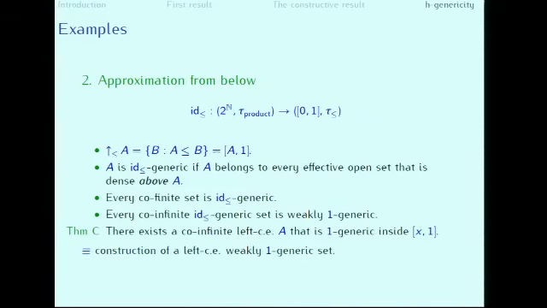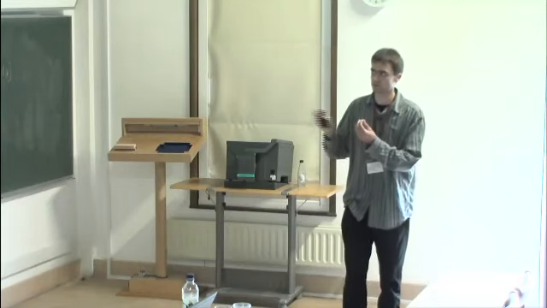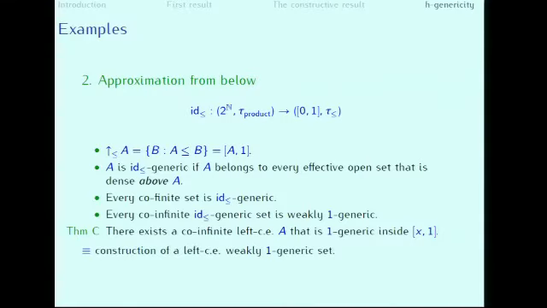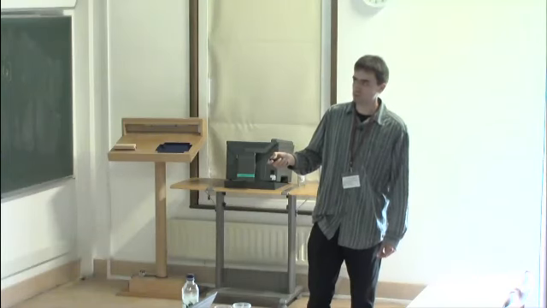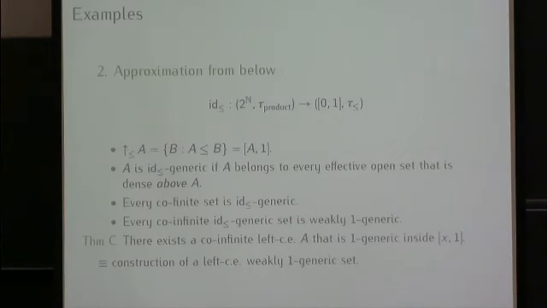We take this other example. Now the upper set of a real is the right semi-line, the set of reals that are above A, and being generic in this sense means that you belong to all the effective open sets that are dense above A. And actually, the construction of the theorem is exactly the construction of a Lefsi weakly one generic set.